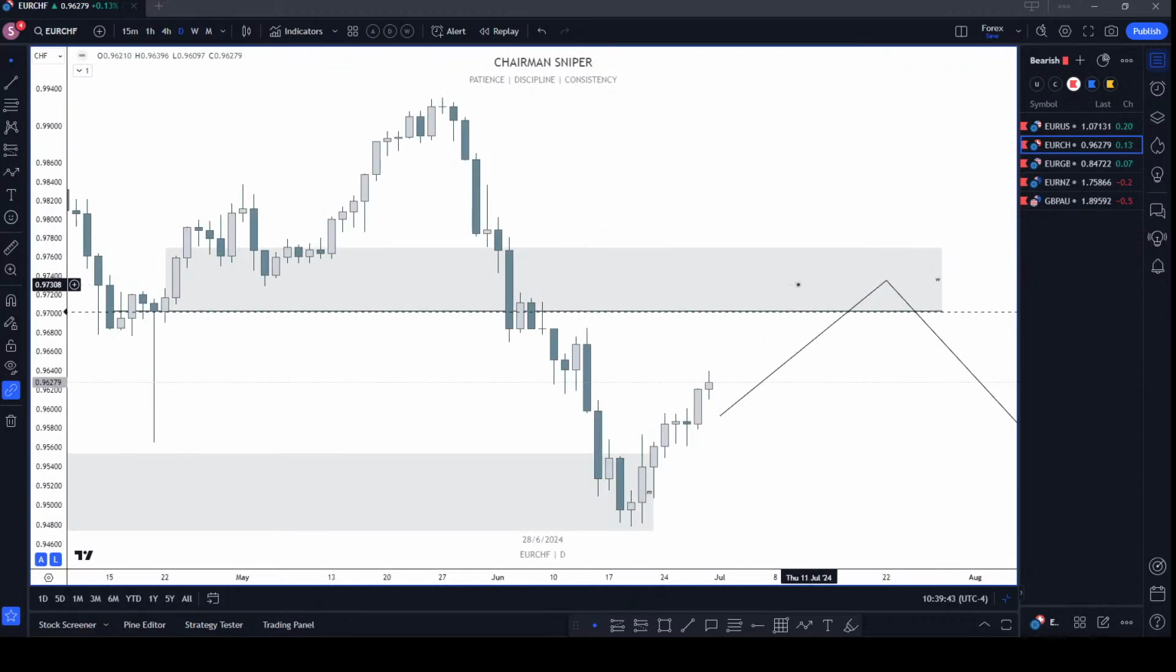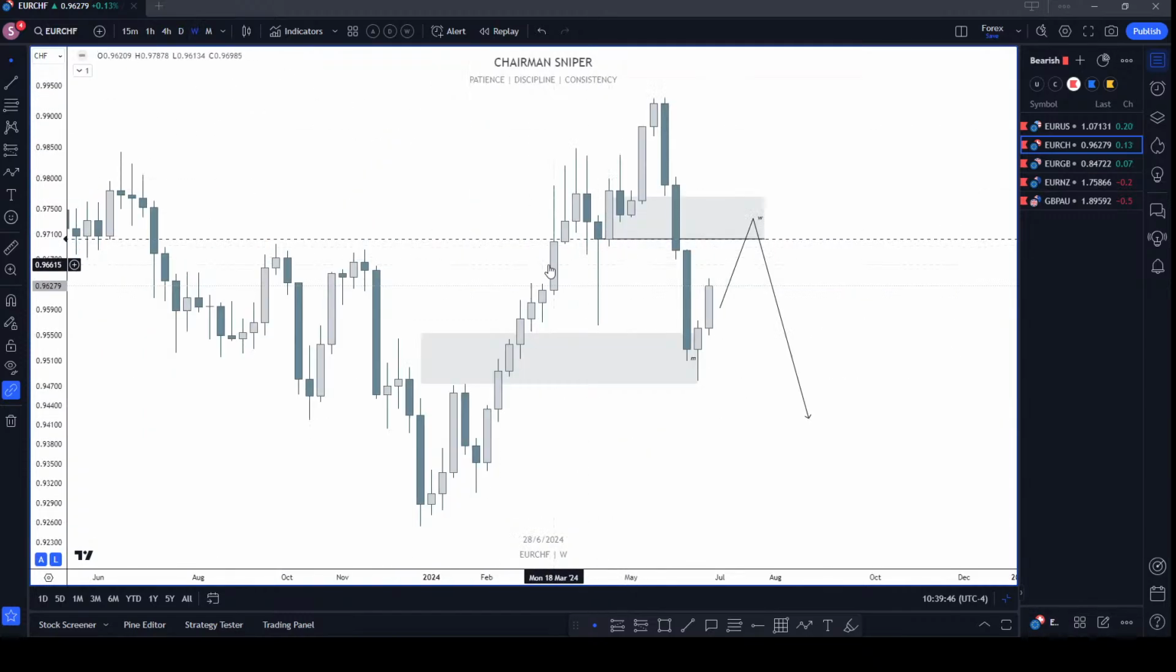Looking at Euro CHF, practically got Euro pairs in the watch list though. Looking at Euro CHF, we are looking for price to come into that weekly as well. It may not happen this week. I'm not expecting that it happens this week.